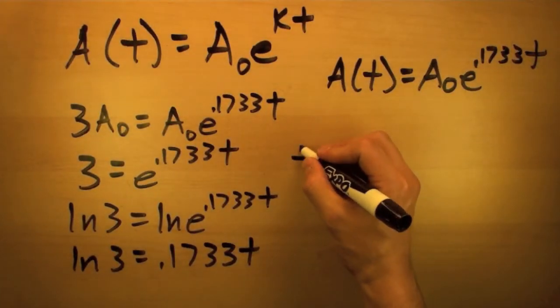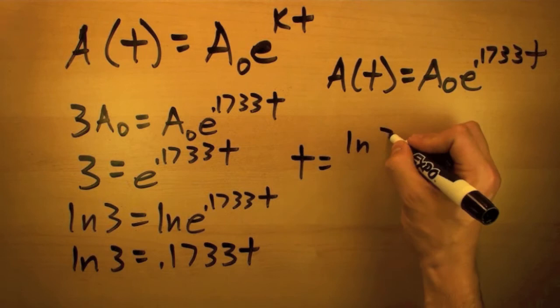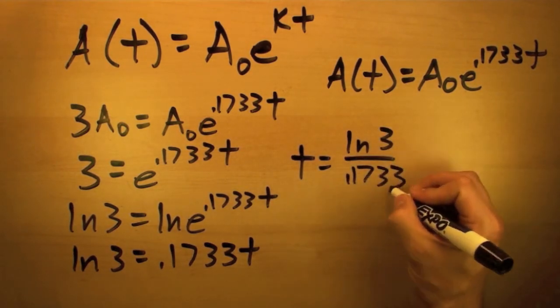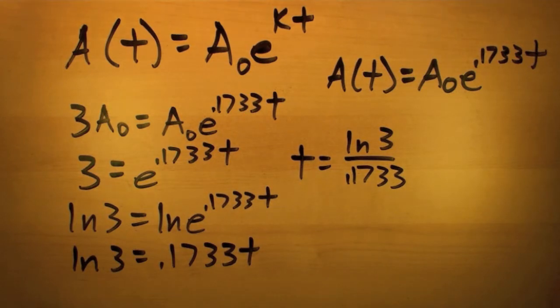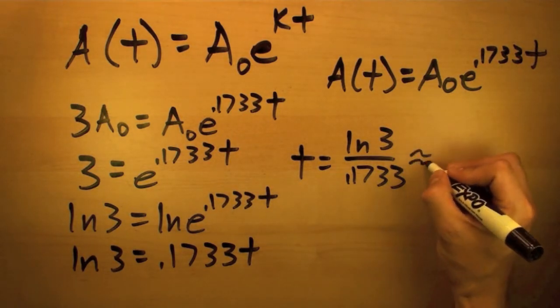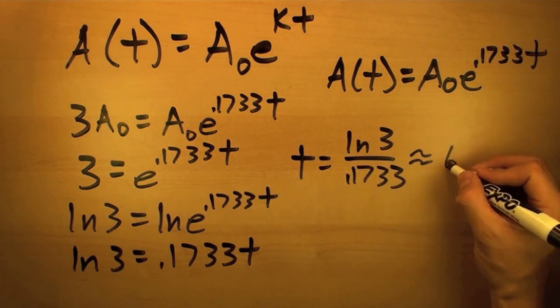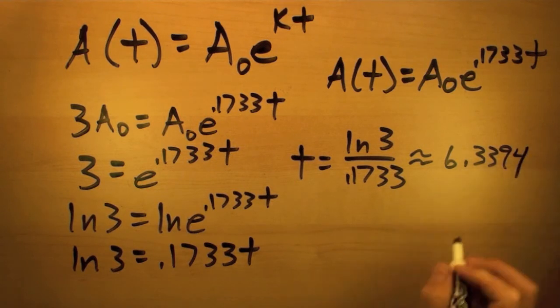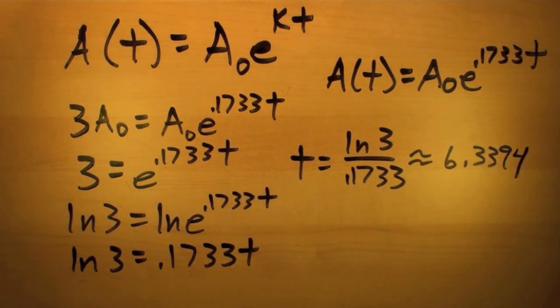So we see that t is equal to natural log of 3 over 0.1733. That's our exact value, and if we want an approximation, we stick it in a calculator and see that this is approximately 6.3394 hours.